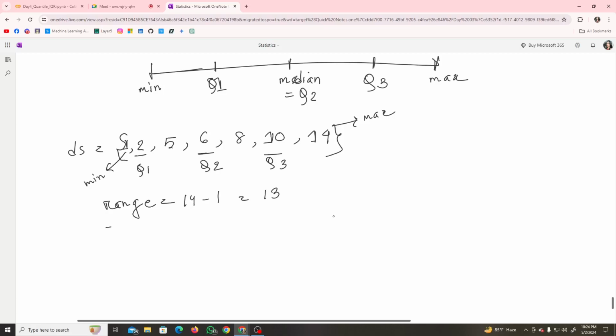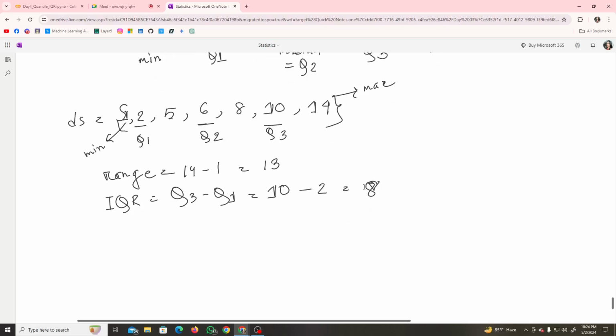And in interquartile range, IQR, you have to subtract Q3 minus Q1. So in this case, your Q3 is 10 and your Q1 is 2. So you get 8.